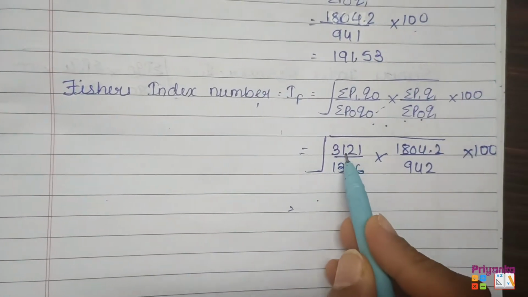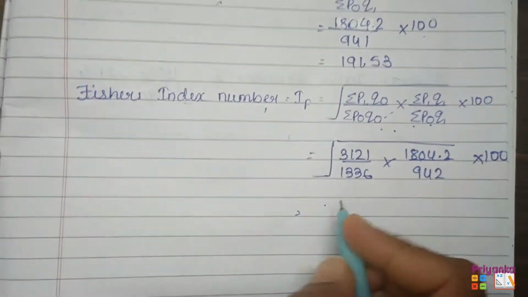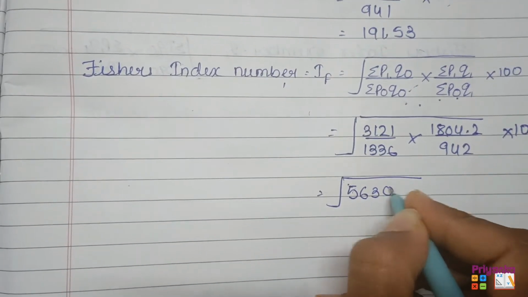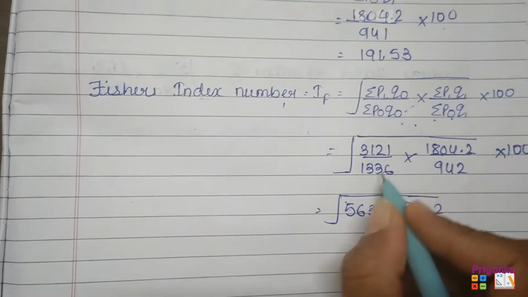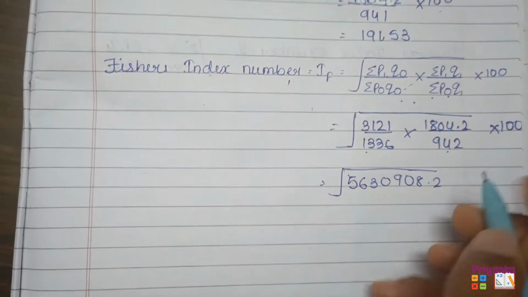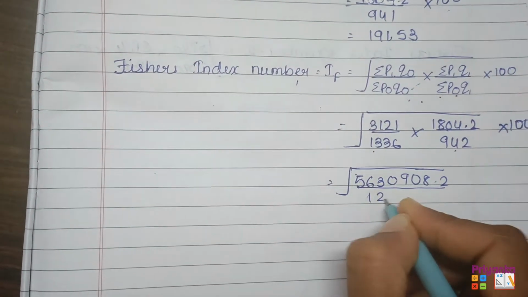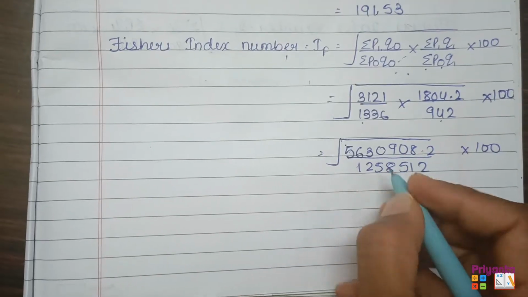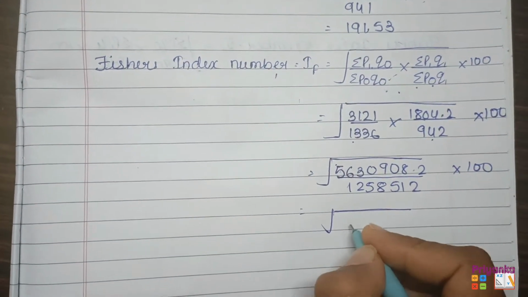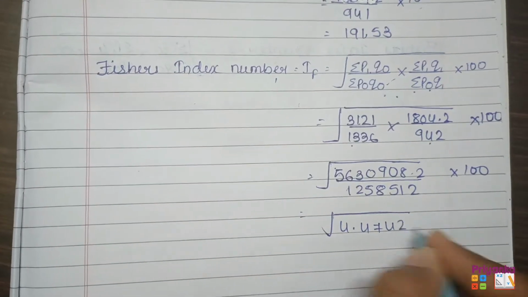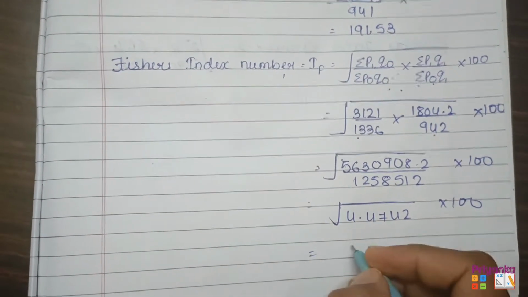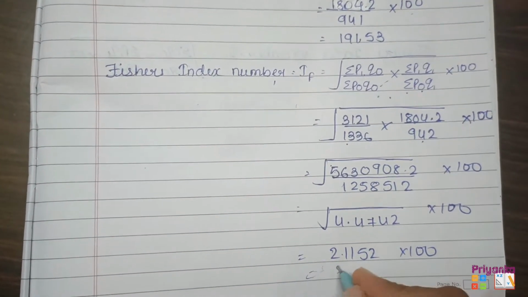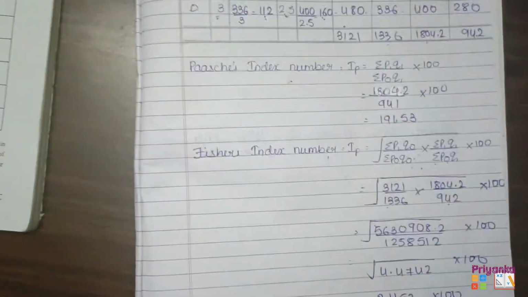Now the multiplication of 3121 with 1804.2, here we get 5630908.2, and the multiplication of 1336 with 942, we get 1258512. Divide them. Here we get 4.4742. Take the root of this and you will get 2.1152, multiplied by 100. The answer is 211.52.